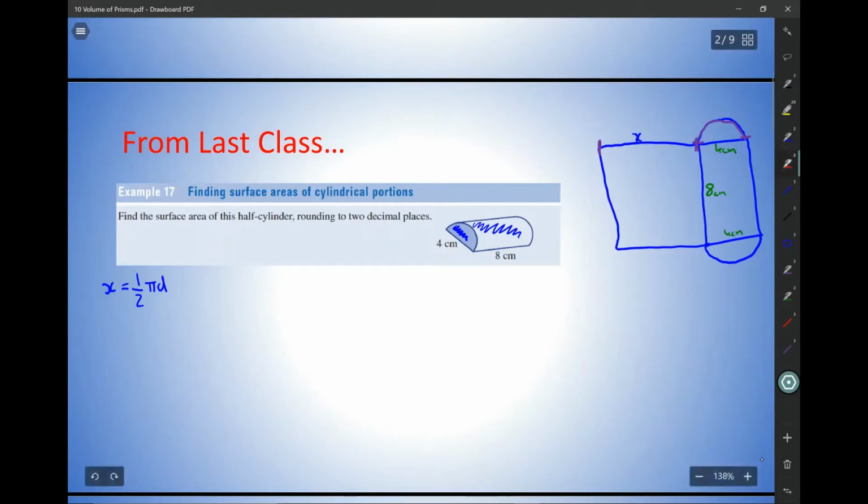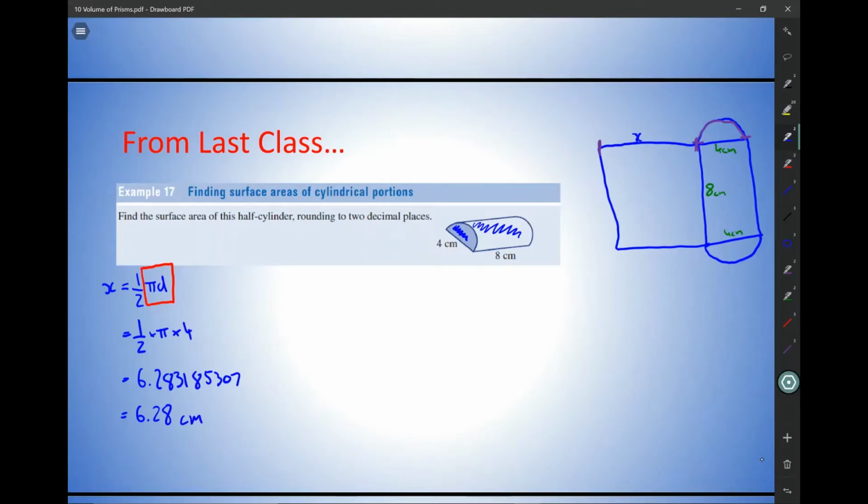And this here, pi d, that is the formula for the circumference of a circle. And we're taking half of it because we only have half a circle. So let's fill in our numbers here, and pop these numbers into our calculator. And we end up with the length of x. And we'll round it off to 2 decimal places: 6.28 centimeters.